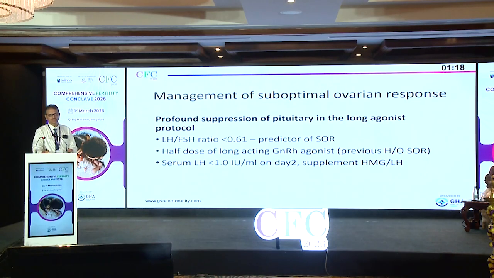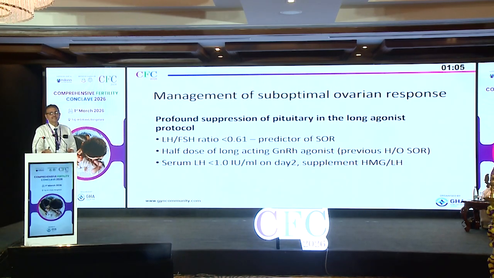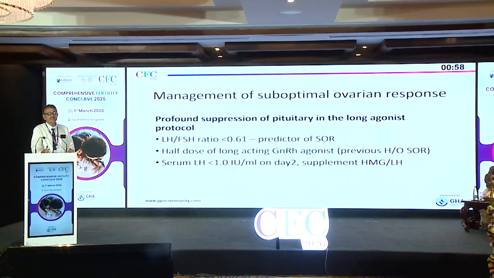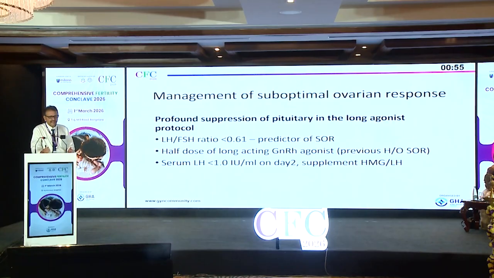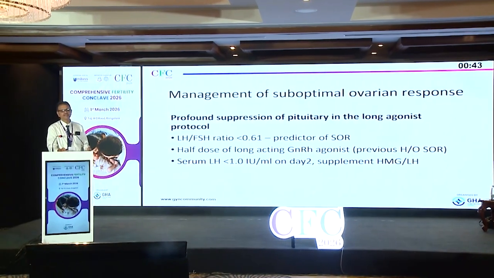So, what can we do? If the patient has had a previous history, then you can always give half dose of the agonist. Okay, that can be done. And if the serum LH is less than 1, you can supplement HMG. If you are using recombinant FSH, along with that you can add HMG or LH, because that is going to compensate for the LH. We all know the two-cell two-gonadotropin theory. LH is required for the androgens, which are going to be converted to estrogen to form an estrogen rich environment.